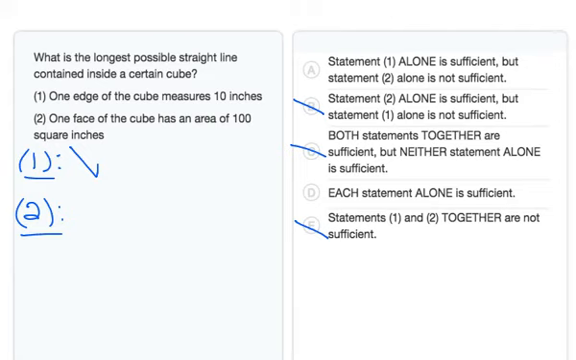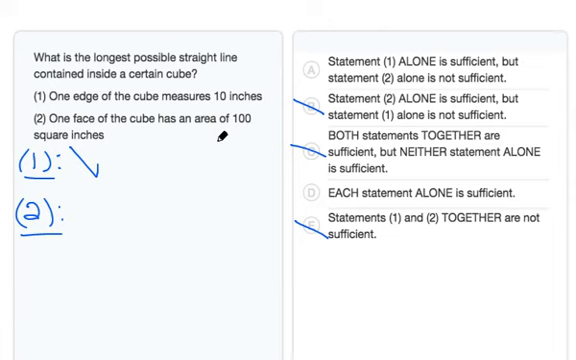So for statement 2, since for a cube the area of a face is the square of its edge length, if we're given the area, we can actually find the value of the edge just by taking the square root. So if we're given that one of the faces has an area of 100, that means the edge would be 10.